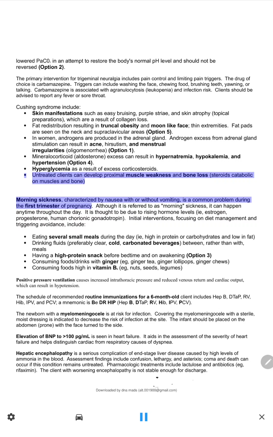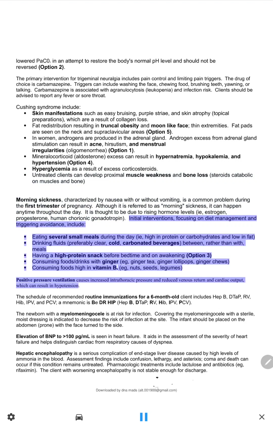Morning sickness, characterized by nausea with or without vomiting, is a common problem during the first trimester of pregnancy. Although it is referred to as morning sickness, it can happen anytime throughout the day. It is thought to be due to rising hormone levels, i.e., estrogen, progesterone, human chorionic gonadotropin.